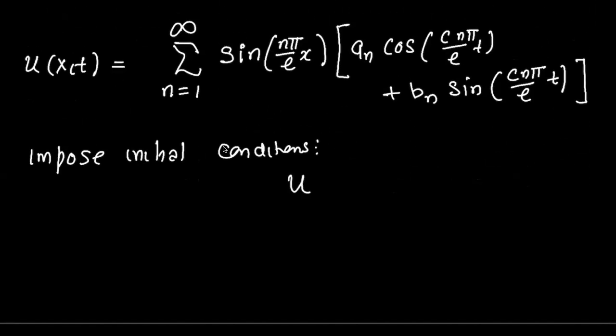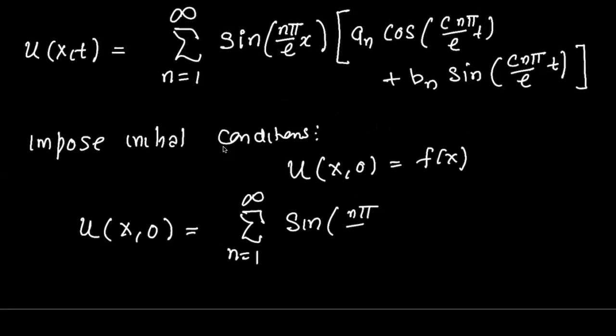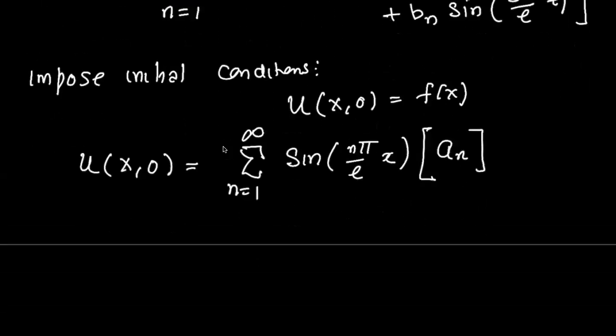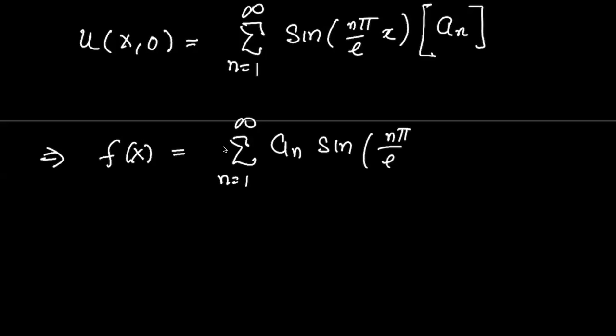What is the initial condition? u at x and 0 is equal to f of x. At time zero, the profile is this. If I impose that condition, let's see what happens. If I plug t equal to 0 into my solution, I get a n sine n pi over L x. Cosine of 0 is 1, but sine of 0 is 0, so I'm going to get only a n here. That means f of x can be written as the sum, n varying from 1 to infinity, of a n sine n pi over L x.